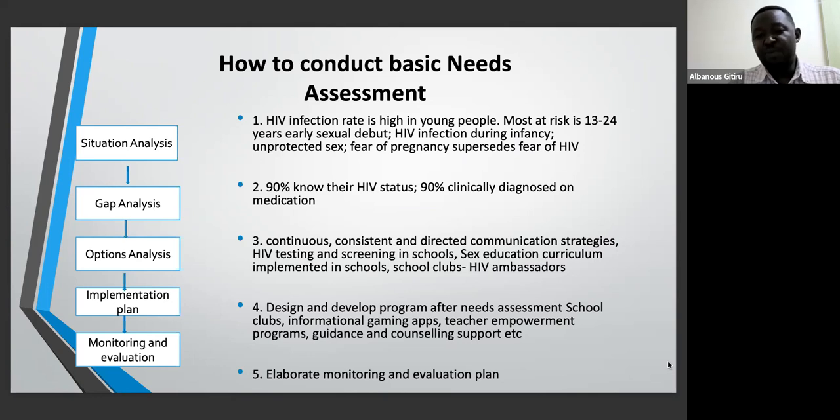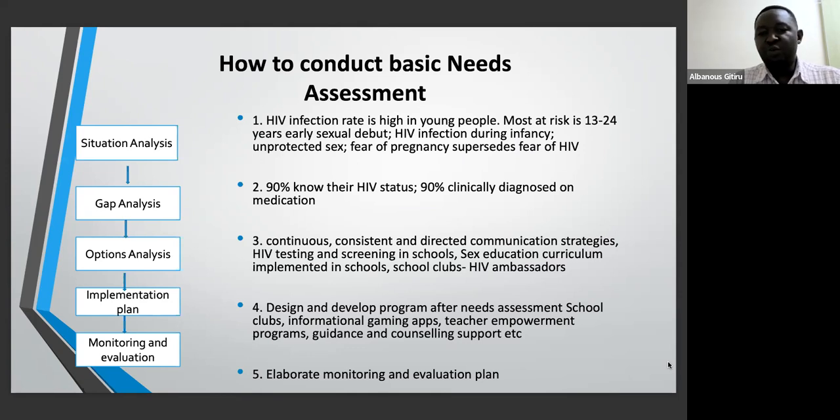When we look at unprotected sex, so many young people would have sex without a condom. There is fear of pregnancy. People will go for pregnancy suppression pills after sex, yet they do not go to check on their HIV status. So that is the situation.